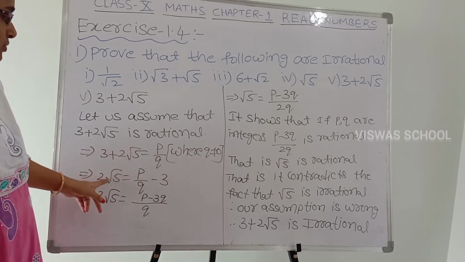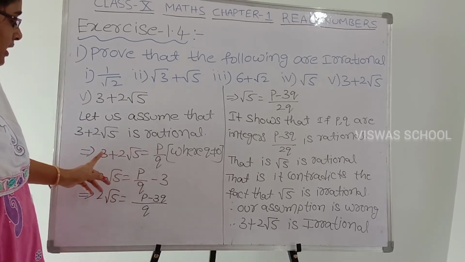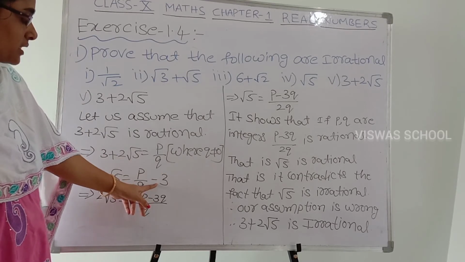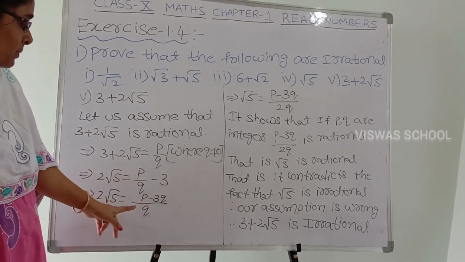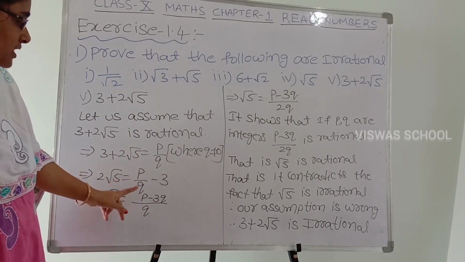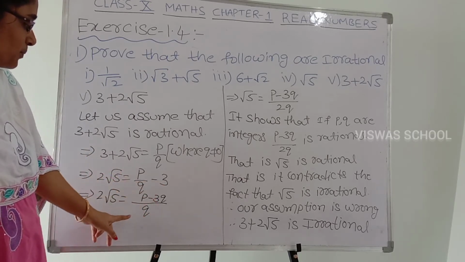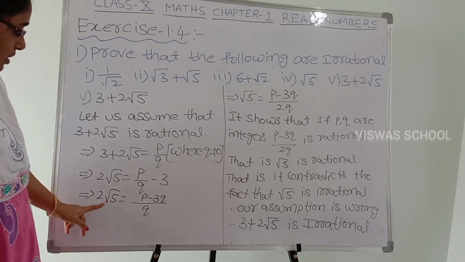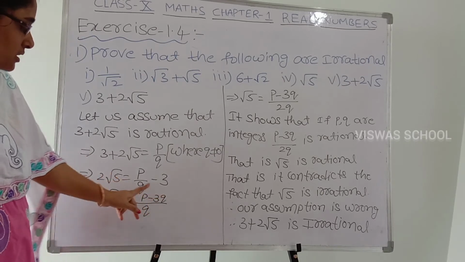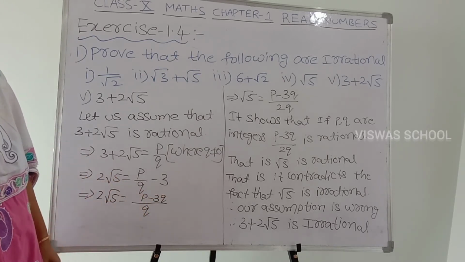Now we are writing 2 root 5 equals P by Q, and this 3 we are writing on the RHS side. Now it is changed as minus 3. Here the LCM is Q. Now it is P minus 3 into Q, 3Q, P minus 3Q by Q. Now root 5 equals P minus 3Q by 2 into Q, 2Q here.